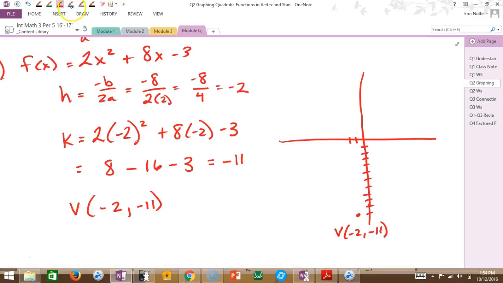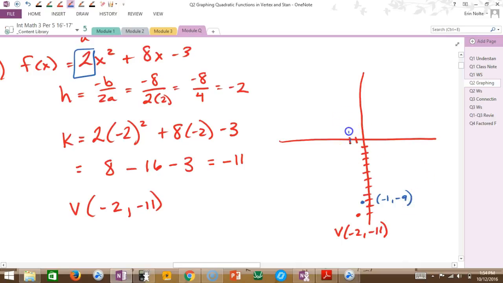How would I go about finding those? There's 2 ways. Absolutely, I can plug in a number. What would be a good number I could plug in? -1 would be a great number. I'm not going to do that this time. How else can I do this? I can use the slope. What is the slope? 2. That just comes from this value in front of the x squared. So from my vertex, I'm going to go up 2 over 1. Where do I land? What's that point? How about -1, -9?